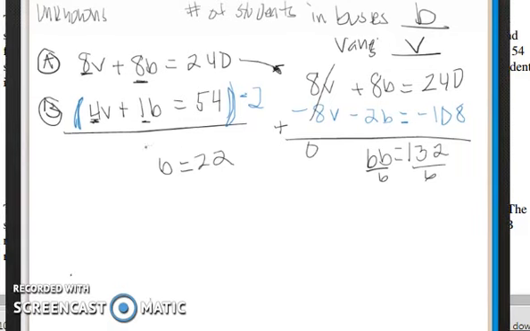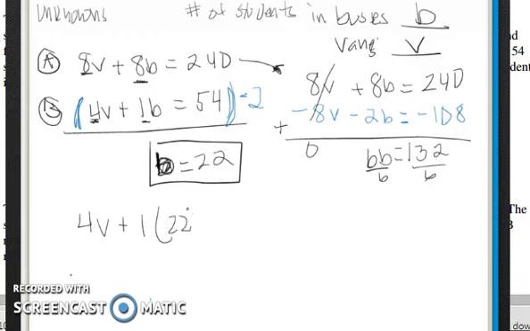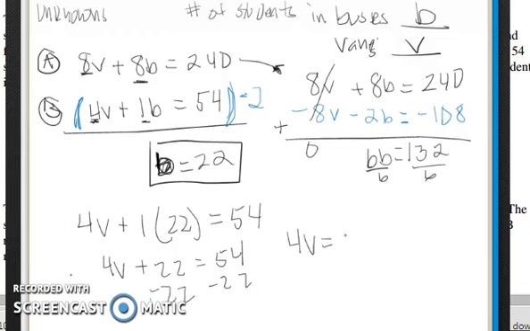So on the bus, we can fit 22 students. So how many students can I fit in the vans? Well, I got to use one of the original equations. So I'm going to pick the bottom equation right here. 4v plus 1, instead of b, I can plug in 22, equals 54. This is going to be 4v plus 22 equals 54. Subtract 22, and I get 4v equals 32. Divide by 4, and I get v equals 8.